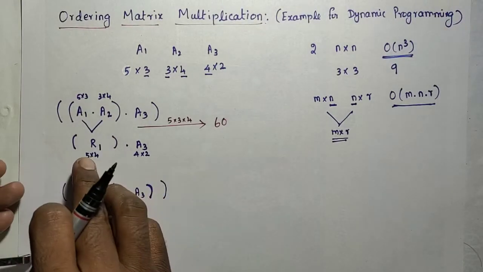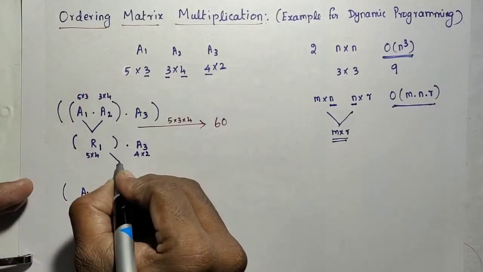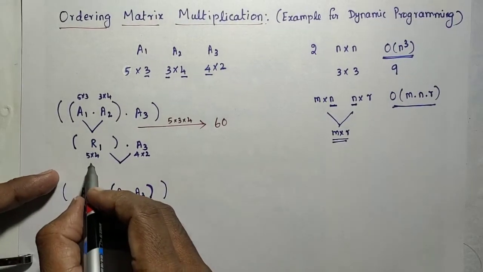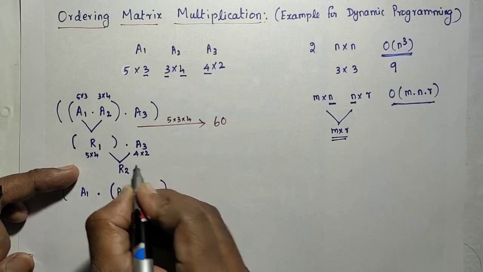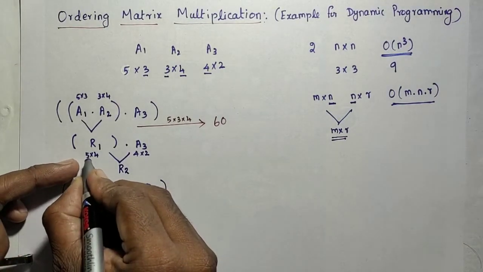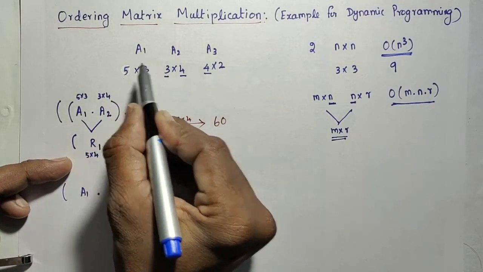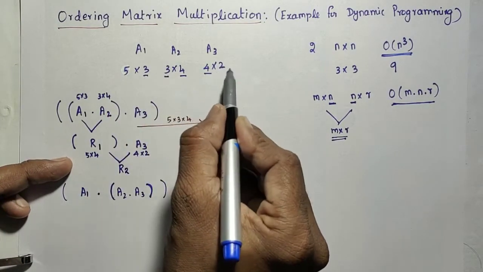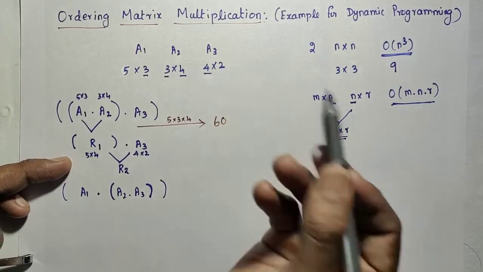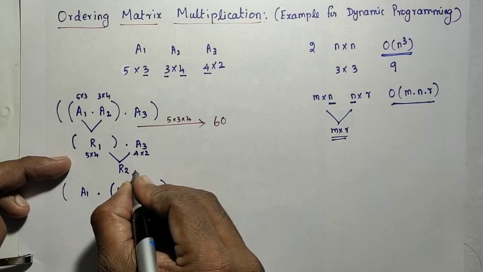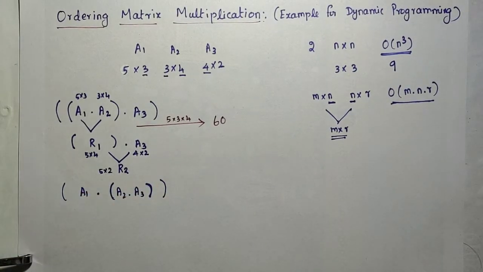And here the resultant matrix and A3 are going to be multiplied, so that we will get that result. What will be the resultant matrix? It is R2. That dimension is actually 5 by 2. So the A1, A2, A3 resultant matrix dimension is 5 by 2: row size of the first matrix, column size of the last matrix. So we obtained that 5 by 2 resultant matrix.